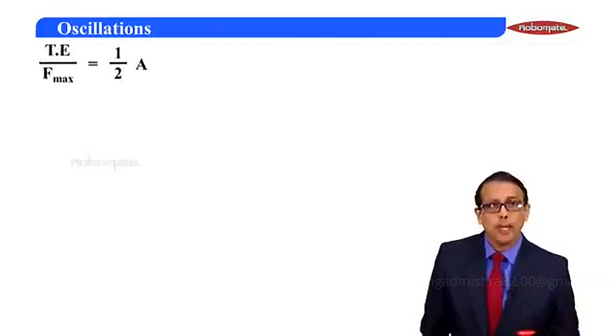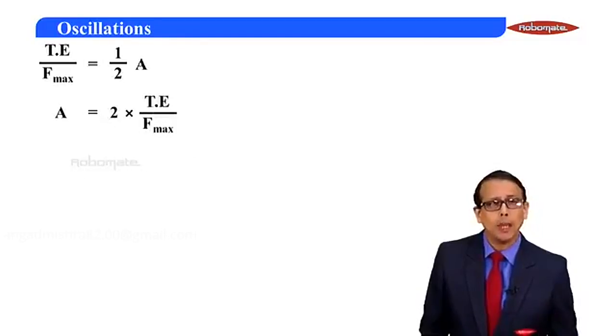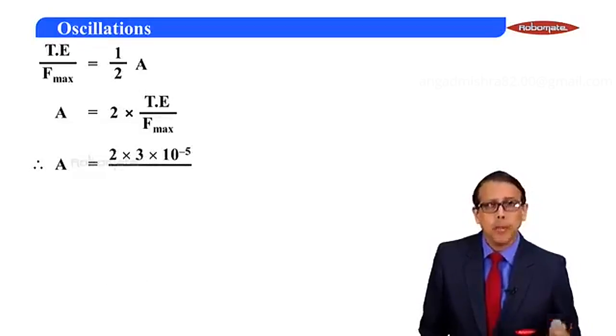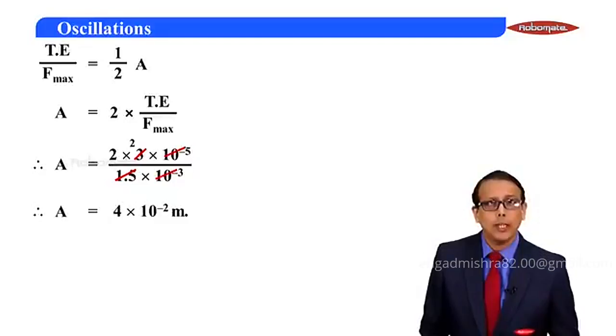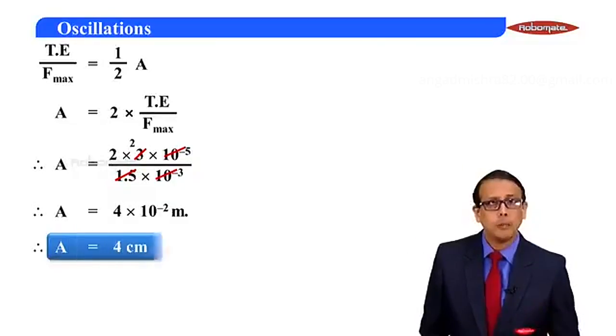So students, from here I can get the value of a as twice into total energy upon F max. Now we'll substitute the value of total energy and maximum force. So the next step becomes a is equal to 2 into 3 into 10 raised to minus 5 upon 1.5 into 10 raised to minus 3. 1.5 into 2 is 3. Also, if I take that minus 3 to the numerator, it will become 10 raised to 3, and therefore overall answer becomes a is equal to 4 into 10 raised to minus 2 meter, which can be expressed as amplitude is 4 centimeter.